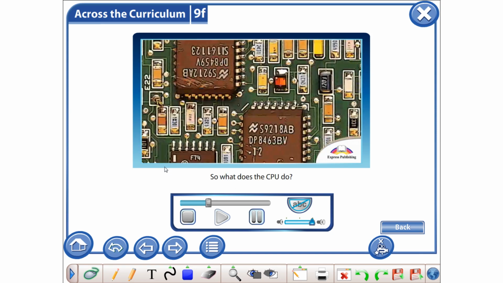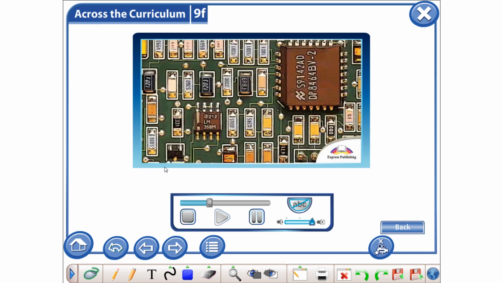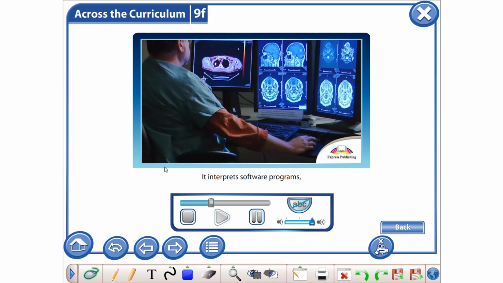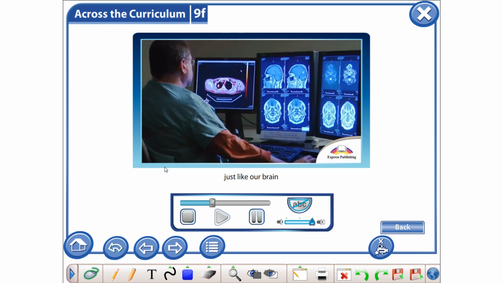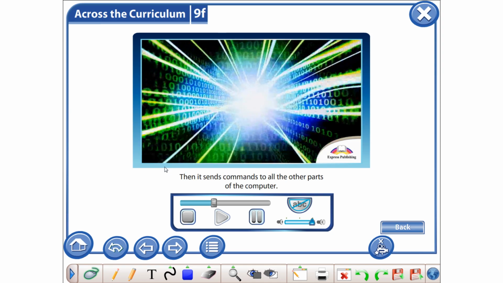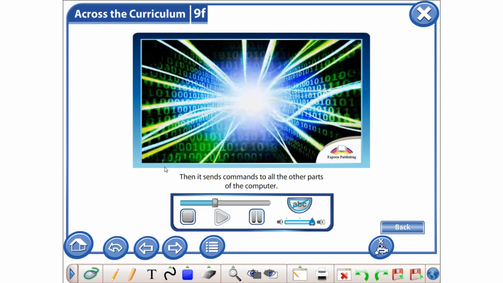So what does the CPU do? It works a bit like our brain. It interprets software programs, just like our brain interprets messages from the environment. Then it sends commands to all the other parts of the computer.